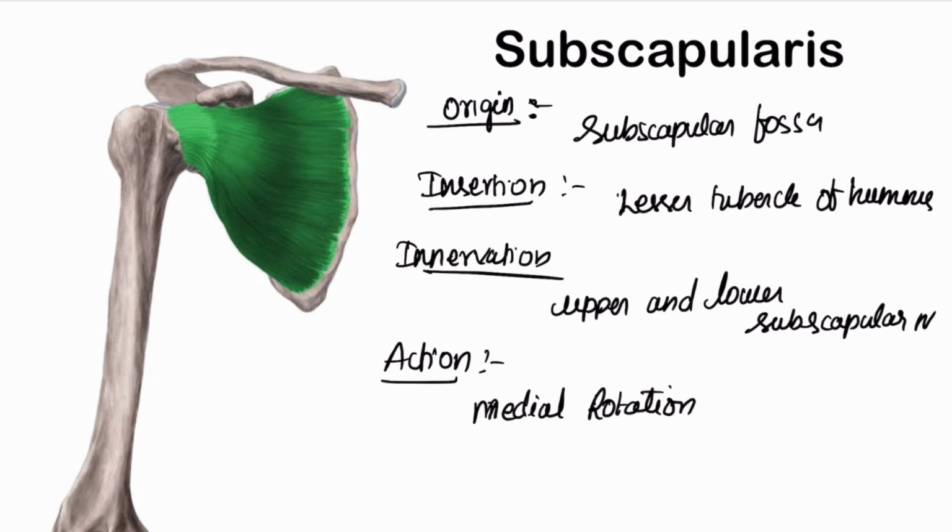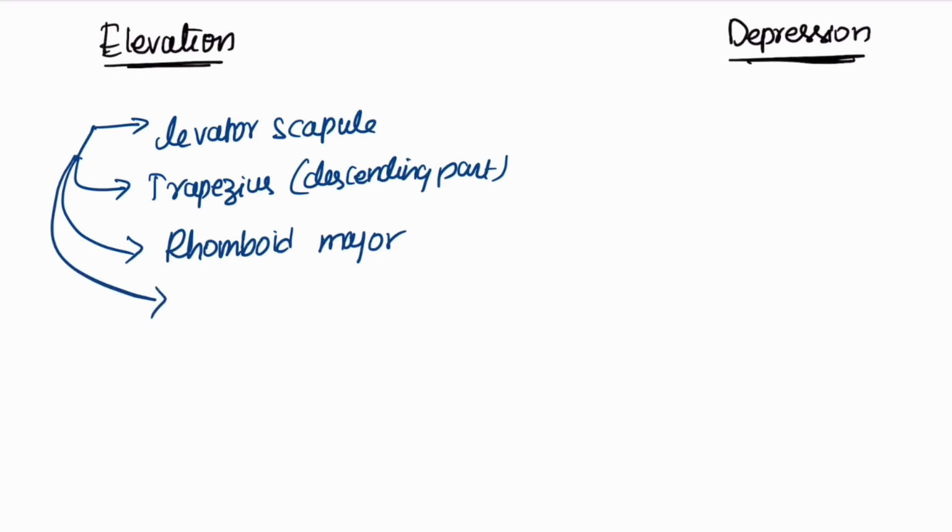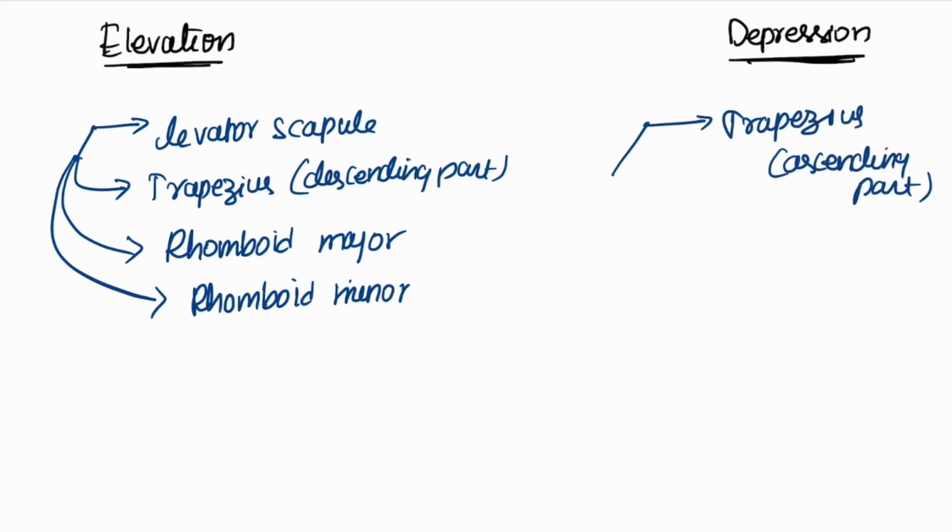Now let us look at them very briefly based on their functions. Now let us see the muscles which elevate the scapula. They are levator scapulae muscles, the trapezius, that is the descending part, the rhomboid major, and the rhomboid minor. These 4 muscles elevate the scapula. Now let us look at the muscles which depress the scapula. There are 2 muscles. They are trapezius, ascending portion, and the serratus anterior muscle. These two muscles depress the scapula.